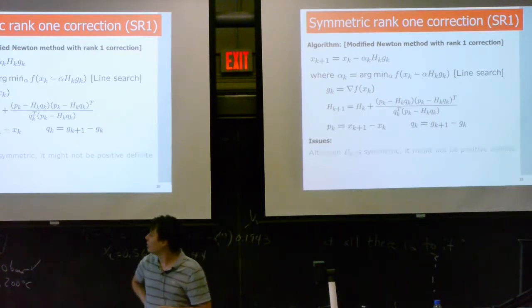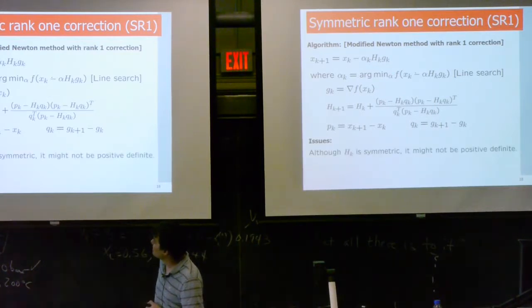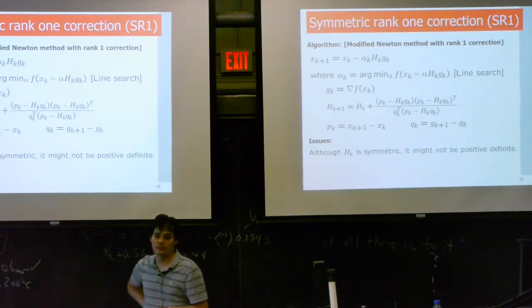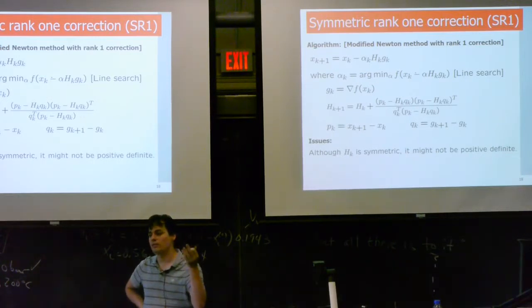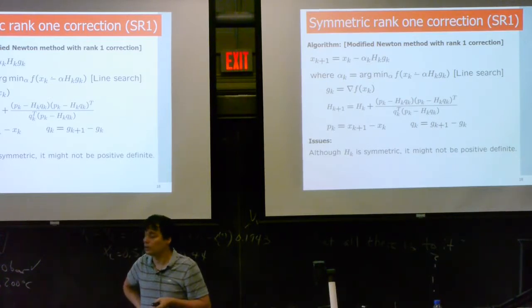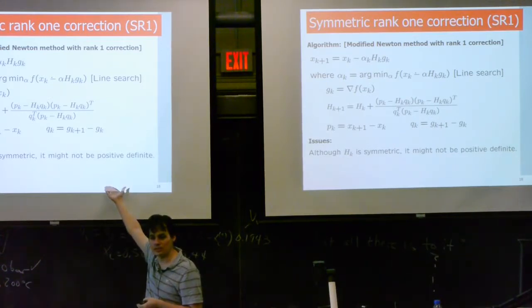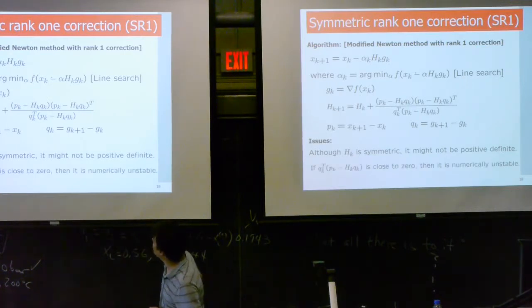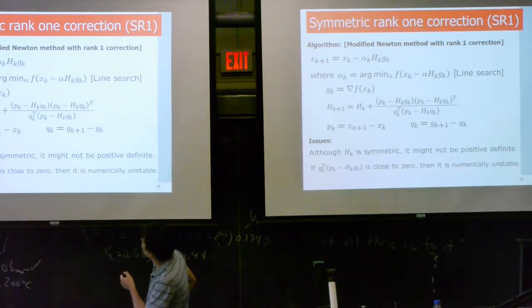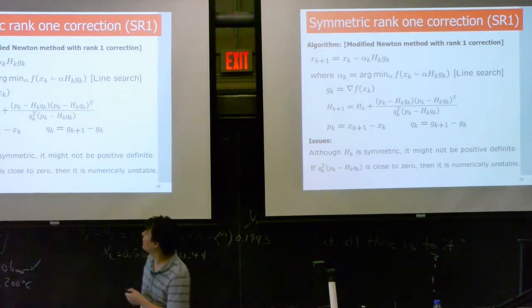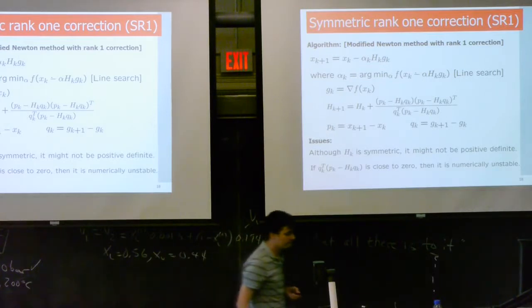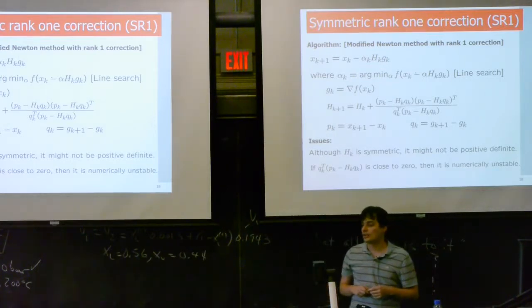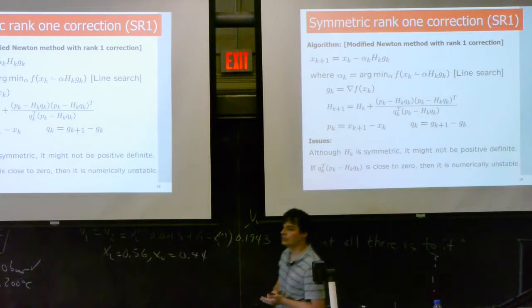So some issues here: Hk is symmetric, but it might not be positive definite. And that can be a problem, right? In the Newton method, it was very important that the Hessian was positive definite. But if we use this estimation, it might not be. The other problem is that this expression here can be very close to 0, and then this update might blow up. Okay, so that's the issue with rank 1 update.